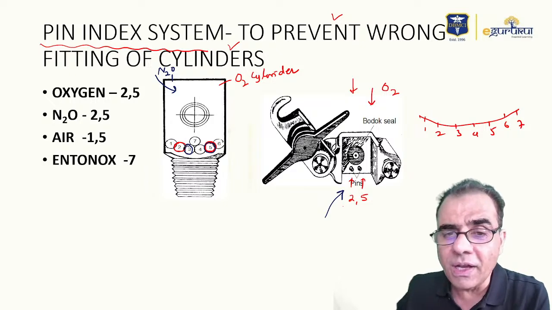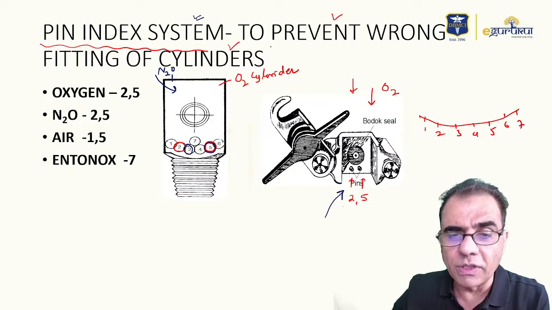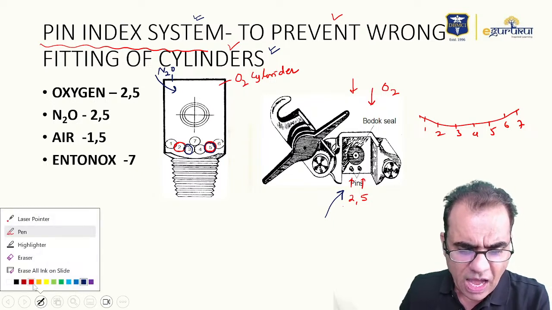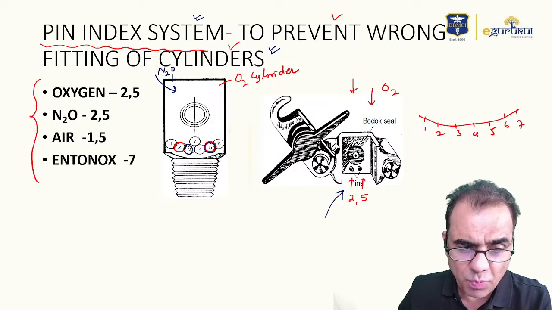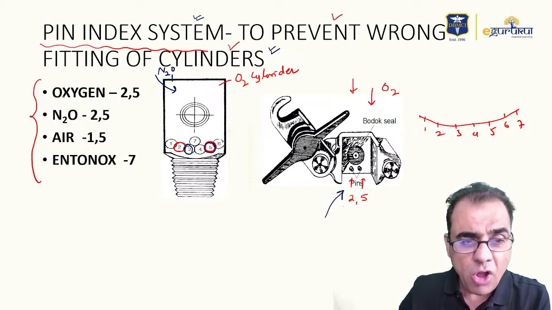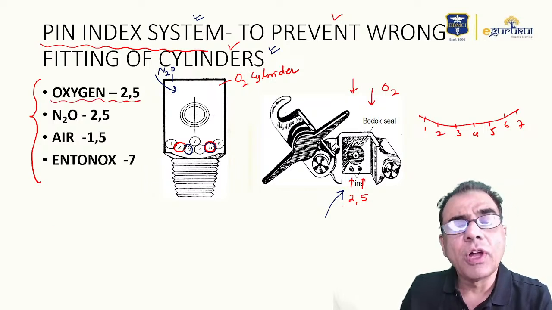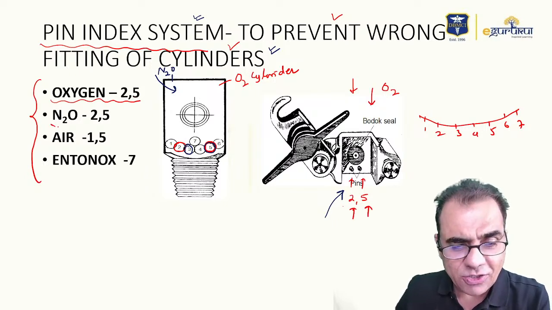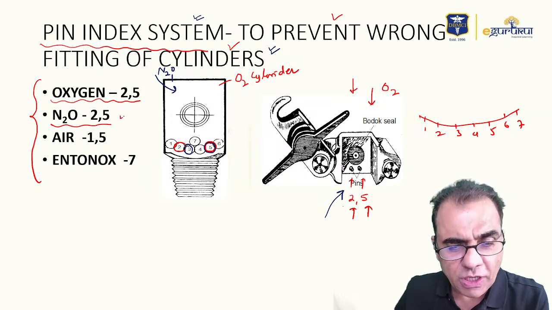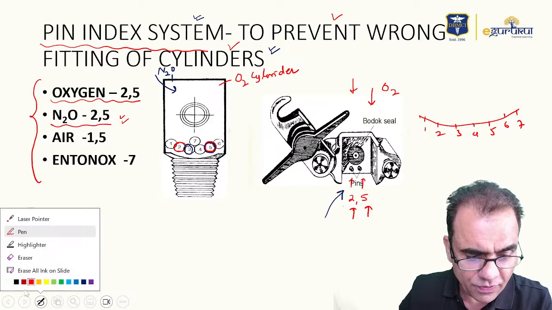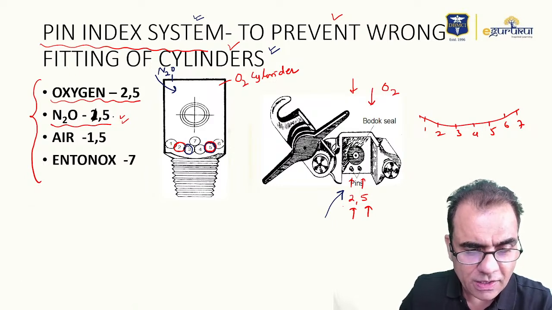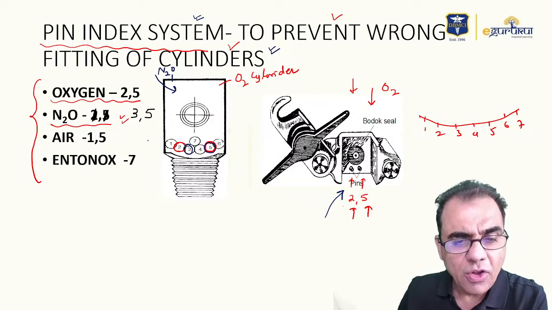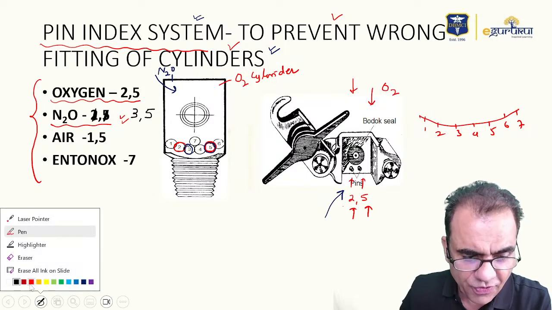Therefore the pin index system is the system which is used to prevent the wrong fitting of cylinders to the anesthesia machine. And the pin index positions for different gases that you must know have been asked very commonly. For oxygen, the two pins are placed at the position of 2 and the position of 5. For nitrous oxide, the pins will be positioned at 3 and 5. So the pin index position for nitrous oxide is 3 and 5.